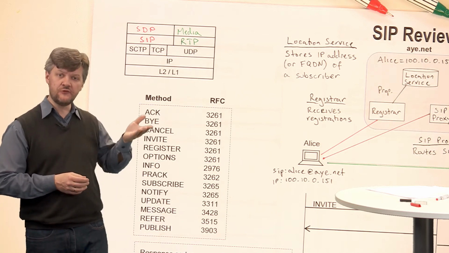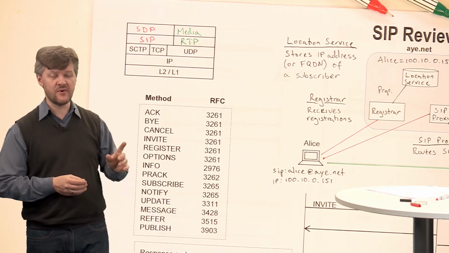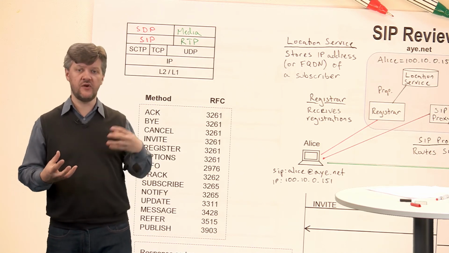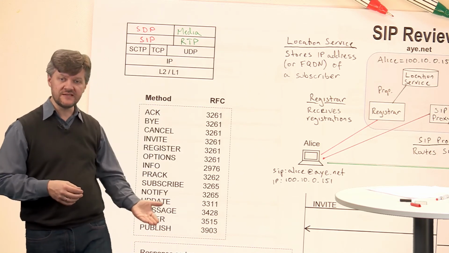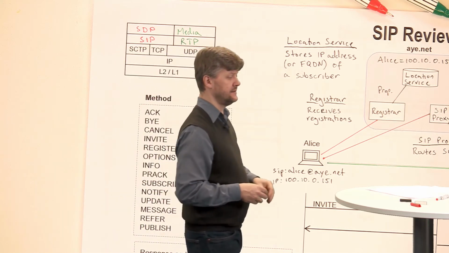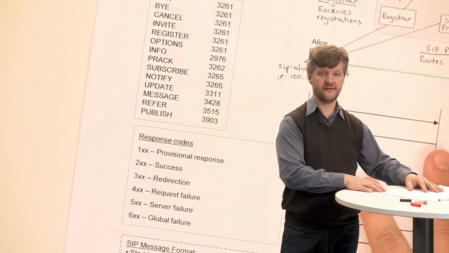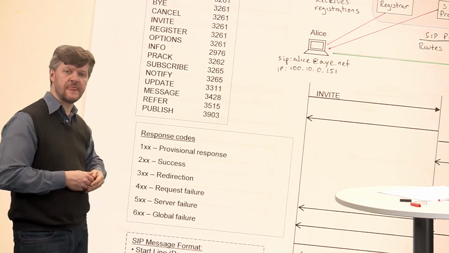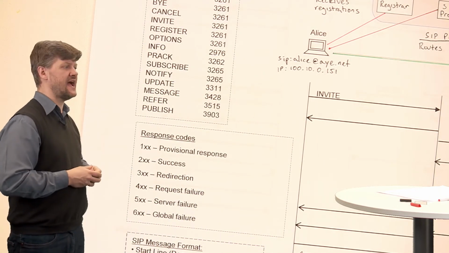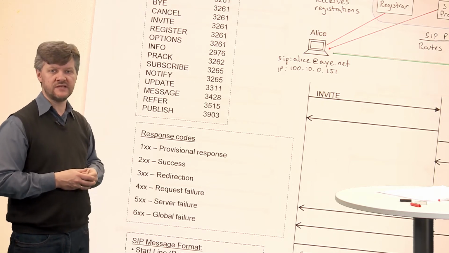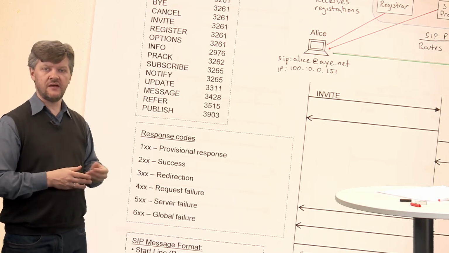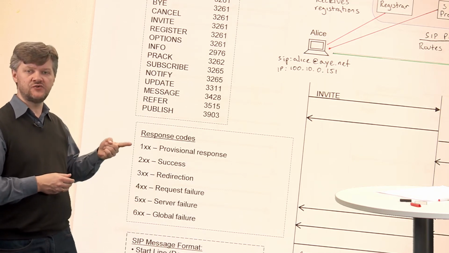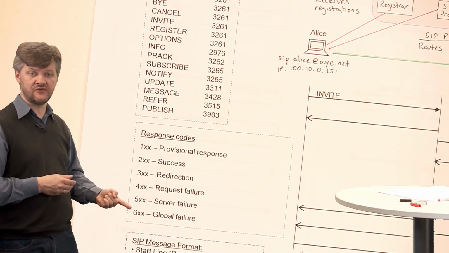So all of these are requests. Remember what I said? Everything is either a request or a response. So if these are requests, then down here we have responses. Responses are special because they have numbers. Every response begins with a number, and they exist in 6 different families of numbers, the 100s all the way down to the 600s.